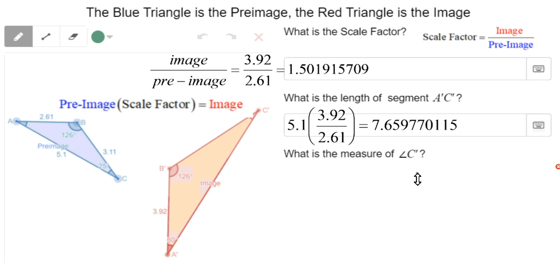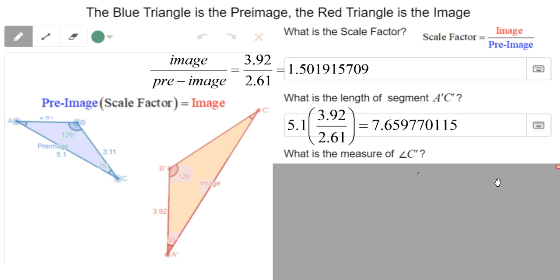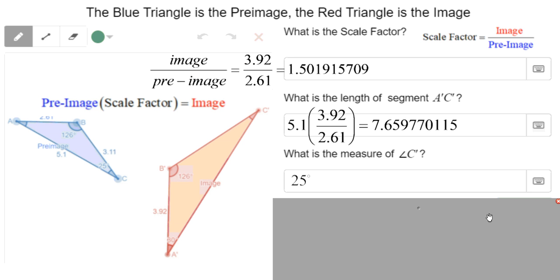Now our last question says, what's the measurement of angle C prime? Well, we know in similar figures, we have corresponding congruent angles. Angle C prime compares to angle C, and they should be congruent to each other. Angle C is 25 degrees, which means angle C prime would be 25 degrees.